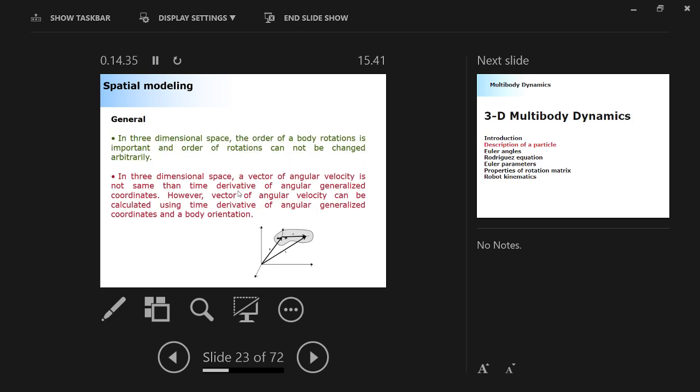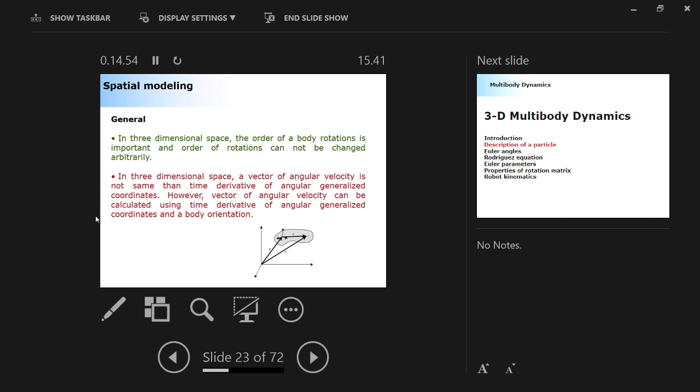Now, here are a few notations related to 3-dimensional space. First of all, the order of rotation is very important. The order of rotation cannot be changed arbitrarily. We will get back to that a little later, but this is what you already learned from the previous course.